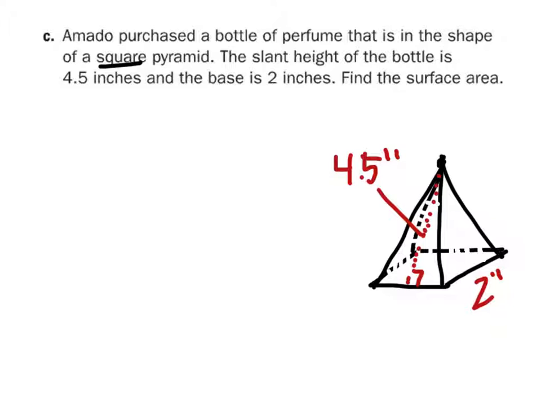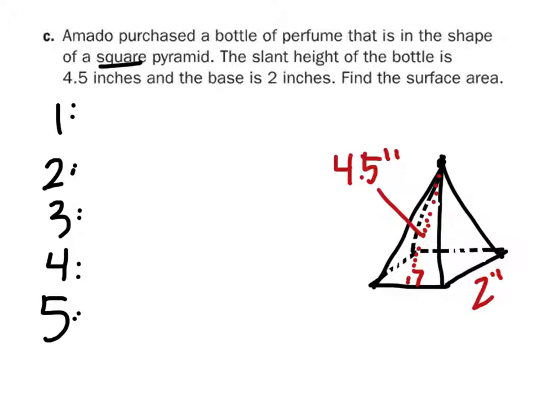And how many surfaces do we have here? Well, we've got 5 of them. And then whatever we find out all these surfaces, the area of these surfaces, we're going to add them together, okay? Again, I like to start with the triangles, but you may start with the base if you choose. Let's start with the triangle, though.